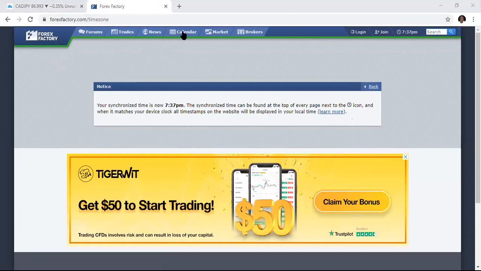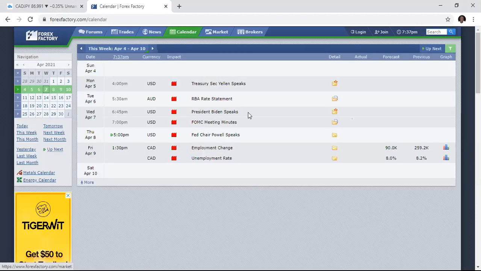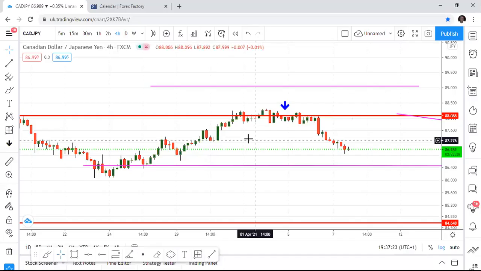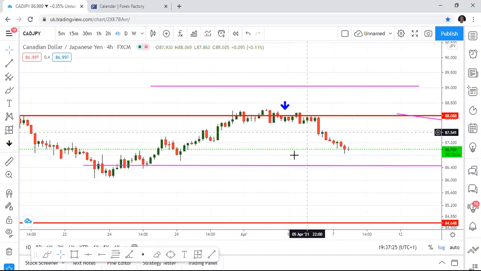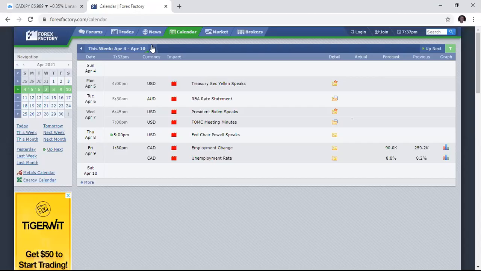Don't place a trade without coming to see this particular calendar. Let's say you are to trade CAD yen. Before you trade CAD yen, come back to check if there is news coming up for CAD yen. If you look at this, today was on Monday, the 5th. Yesterday was Tuesday.